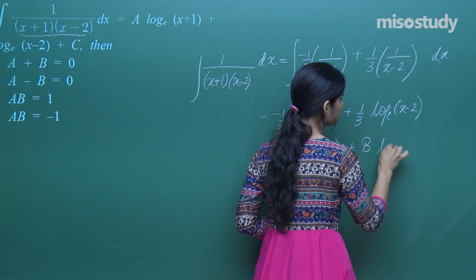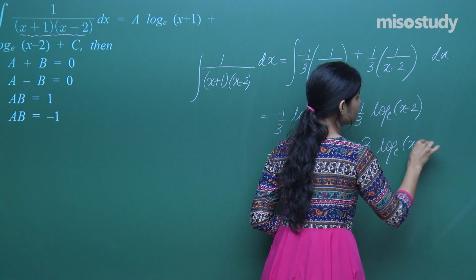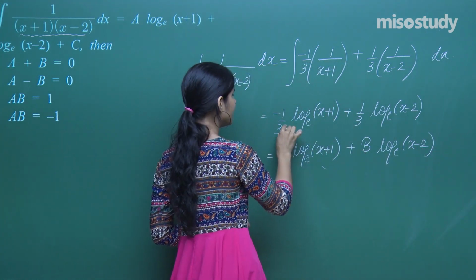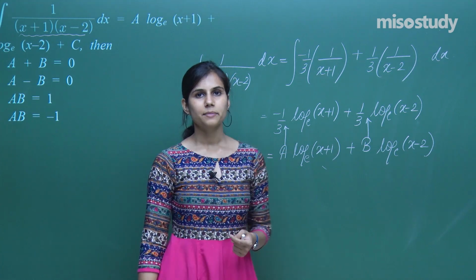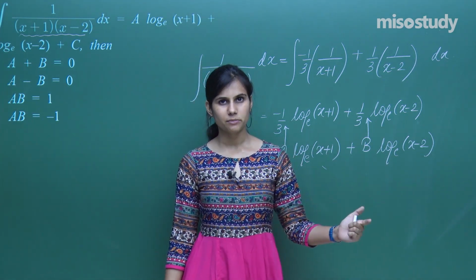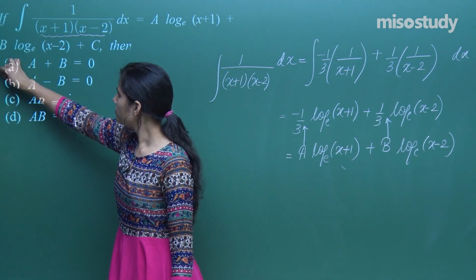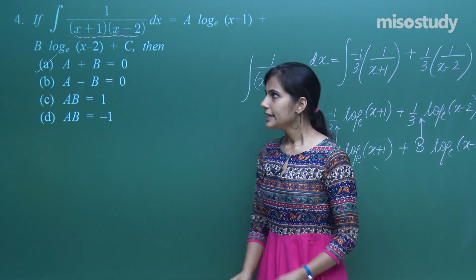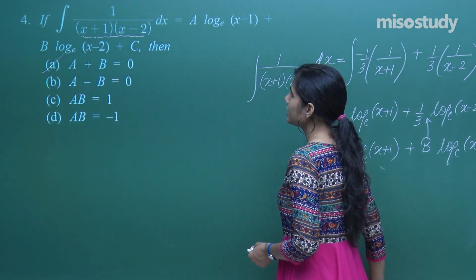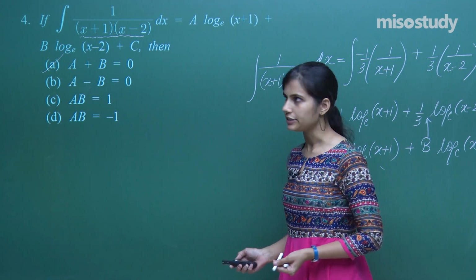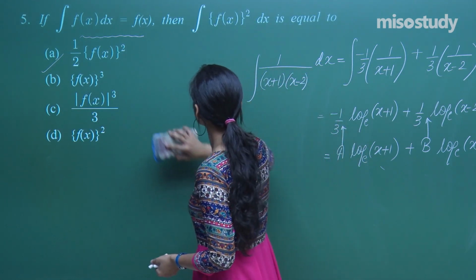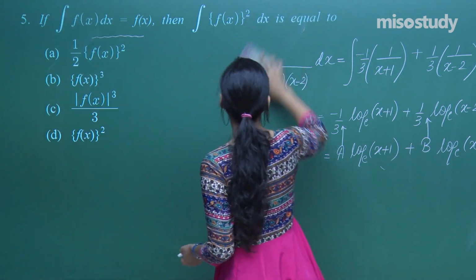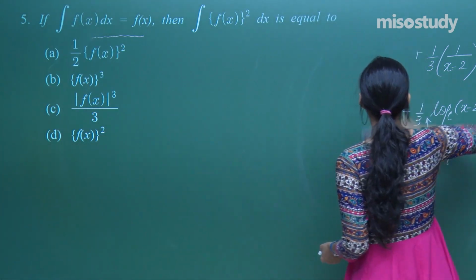And this is exactly equal to the expression a log(x plus 1) plus b log(x minus 2), and therefore you get that a is minus 1 by 3, b is 1 by 3, so a plus b clearly is coming out to be 1 by 3 plus minus 1 by 3, which is 0. Easy enough question, just using the very partial fraction scenario of integration. If integral f(x) dx is f(x), then what is integral f(x) square dx? Let's see how to tackle this question.